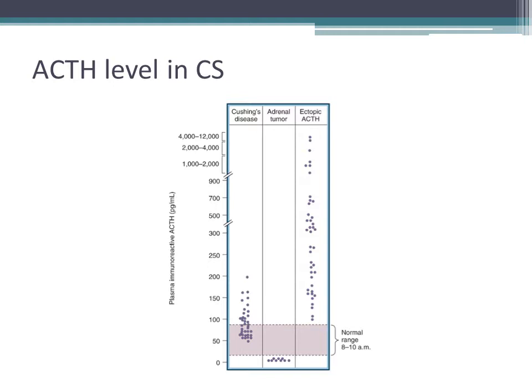If you look at the ectopic ACTH, which is the farthest on the right, people in general will have high ACTH above the normal range, and the middle column, adrenal tumors causing Cushing's syndrome, those patients typically have suppressed ACTH production, and it's usually below the normal range. So in Cushing disease, there is overlap in the ACTH level between the normal range and the elevated range.